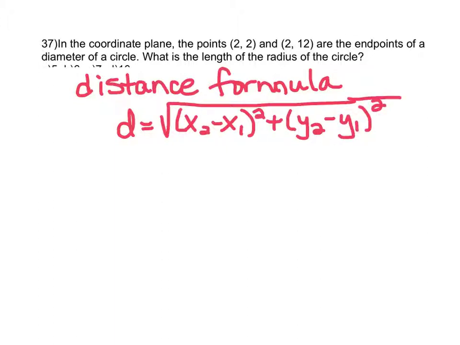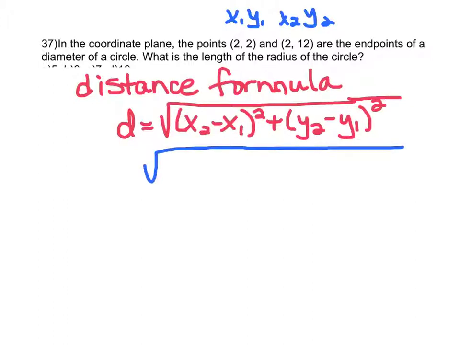Alright, so taking a look at your 2 points up here, I tell kids to label this all the time. That's x in your first point, y in your first point, x in your second point, y in your second point. And all you're going to do here is plug these numbers in. You can let your calculator do the work, but I suggest you write this down. So we're going to have 2 minus 2 squared plus 12 minus 2 squared.